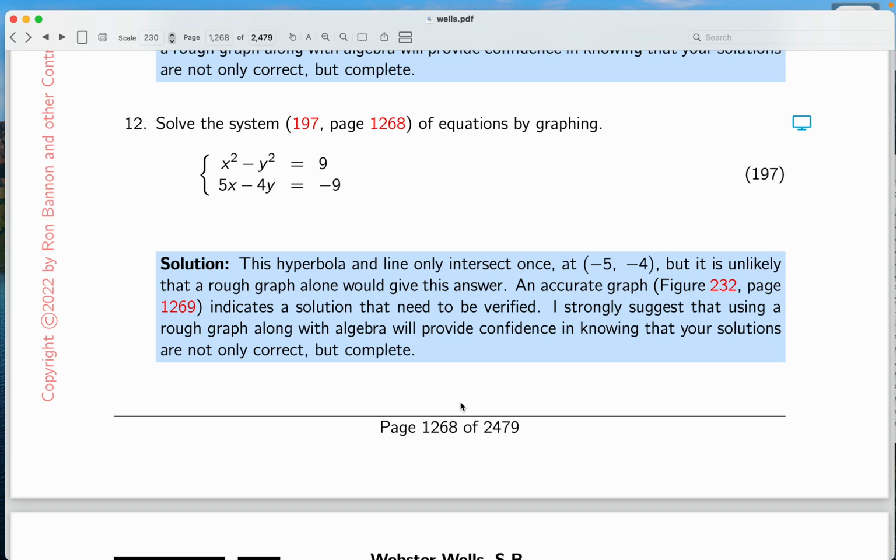Okay, you have two equations. One is a hyperbola, and the other one is going to be a line. My recommendation is to solve it the way you've done in the past. And if you do that, you're going to find out there's one real point of intersection, and that's at (-5, -4). I also recommend, like we've done in the past, to graph it out.